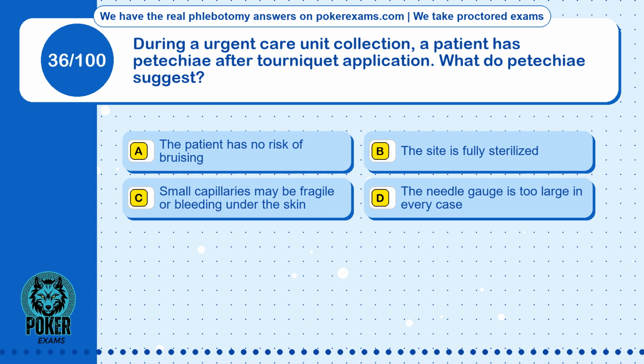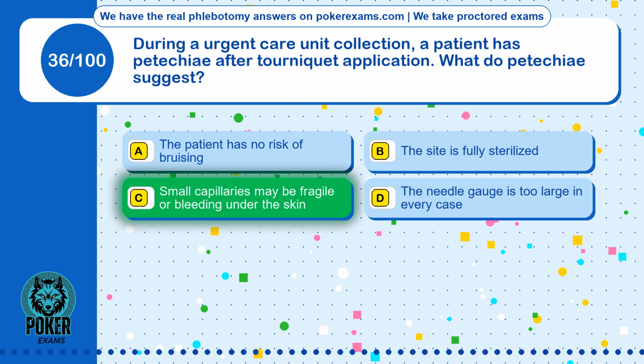Question 36. During a urgent care unit collection, a patient has petechiae after tourniquet application. What do petechiae suggest? Option A. The patient has no risk of bruising. Option B. The site is fully sterilized. Option C. Small capillaries may be fragile or bleeding under the skin. Option D. The needle gauge is too large in every case.